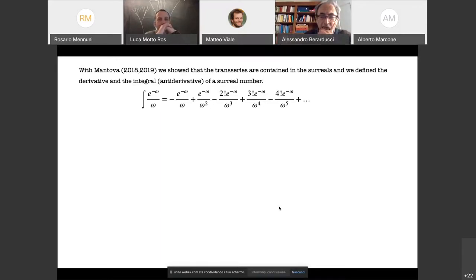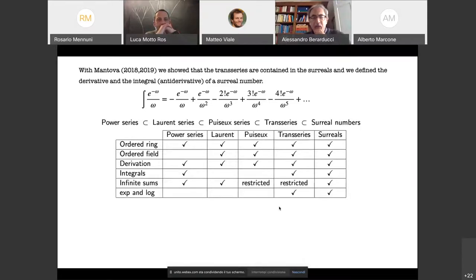And so now this is just an advertisement. This is the situation. You have power series in omega, contained in the Laurent series, contained in the Puiseux series, contained in the transseries, contained in the surreal numbers, but the surreal numbers are the best of all. So if you think of these as cars, and you have several features, if they have a radio, if they have air conditioning, the surreals have all the positive features. It's a field, it has a derivation, it has integrals, it has an exp and a log, and also the transseries actually have most of these features.